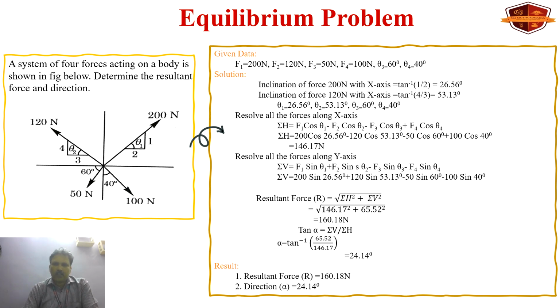Cos theta. What are the forces that are acting towards the right hand side? You have to take as positive. Left hand side you have to take as negative. So after summation, we get a value of 146.17 Newton.